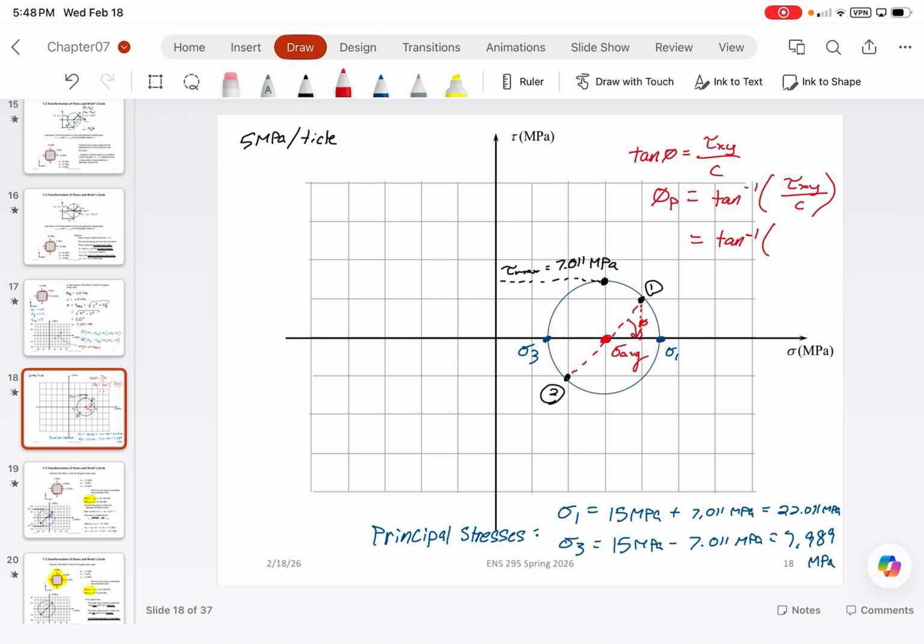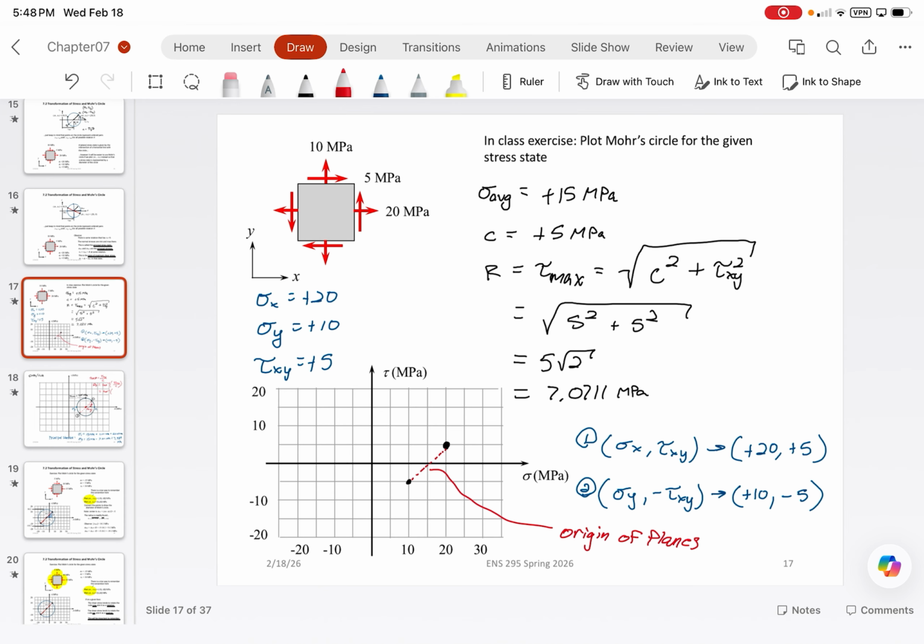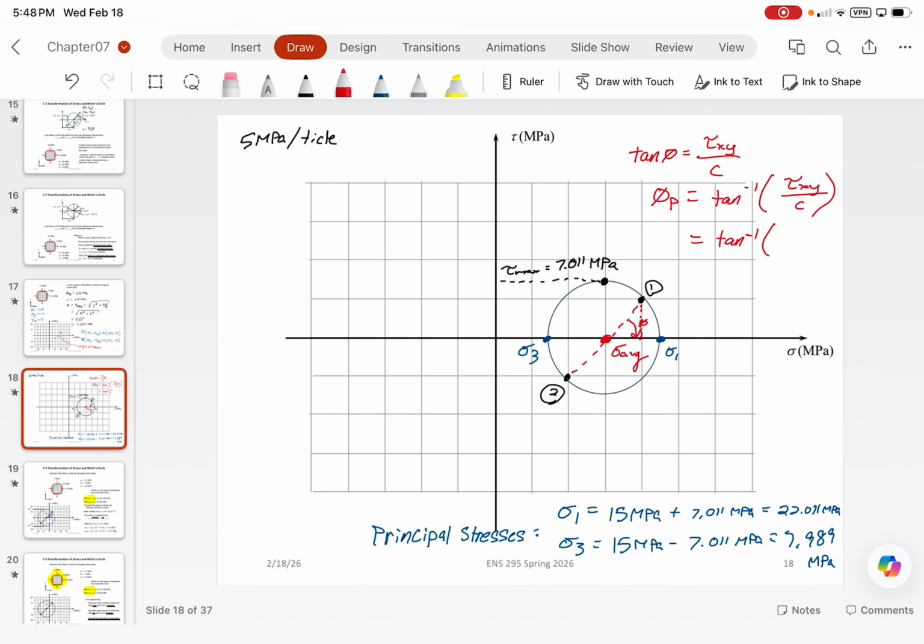So let's take the inverse tangent. Tau xy was 5, and C was also 5. So conveniently, it gives us 45 degrees. Which, fortunately, because of the way that I drew this, you guys should at least be able to decipher was roughly a 45 degree angle. That's just convenience because of this problem, but you guys can see where I'm going with this.